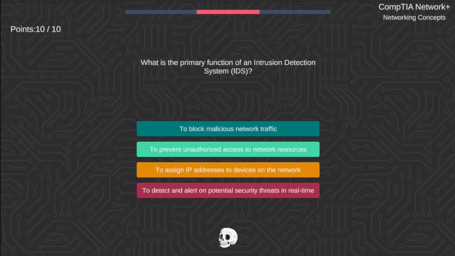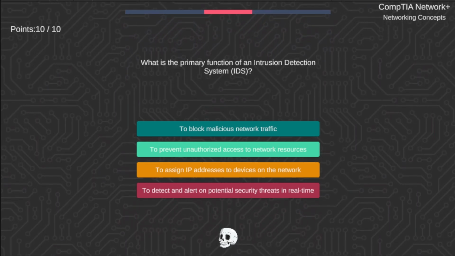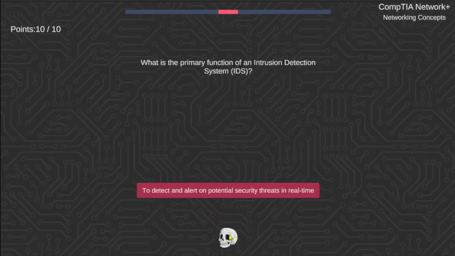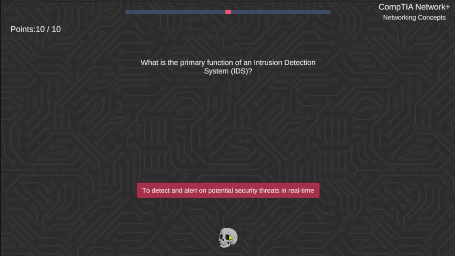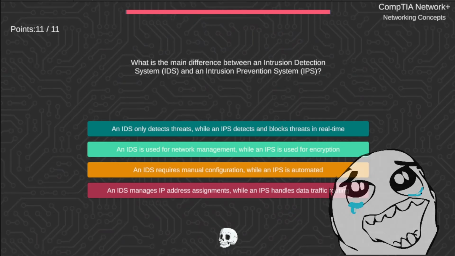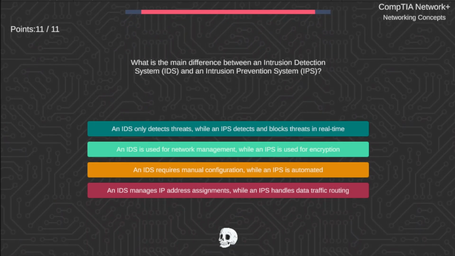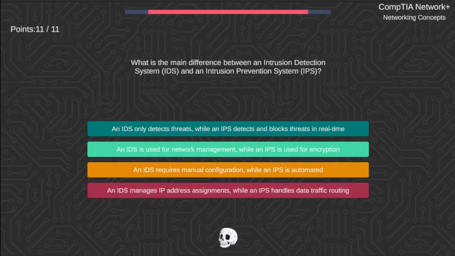Intrusion detection system, IDS. Correct answer is to detect and alert on potential security threats in real time. What is the main difference between an intrusion detection system, IDS, and intrusion prevention system, IPS?